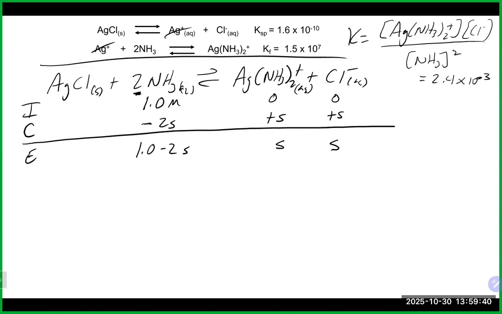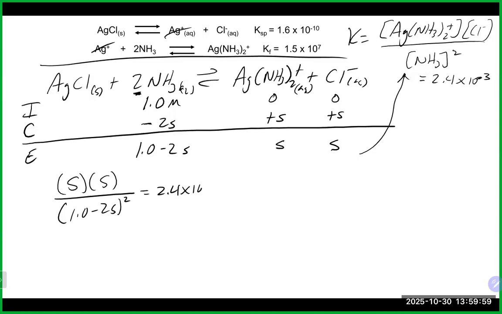So like normal, we're going to solve this by putting this into our expression. So we're going to go and pop that in there. And that is going to get us S times S divided by (1.0 minus 2s) squared is equal to 2.4 times 10 to the minus 3.